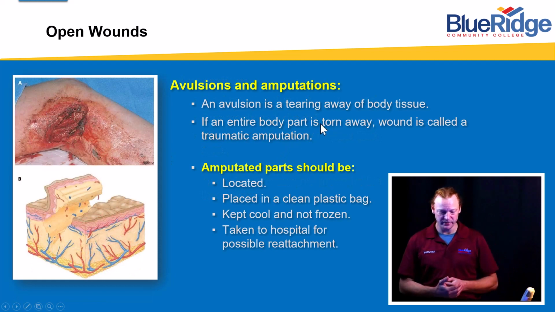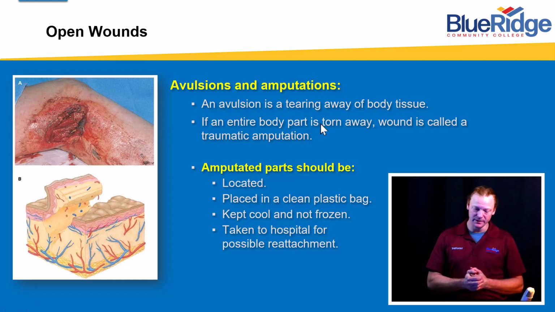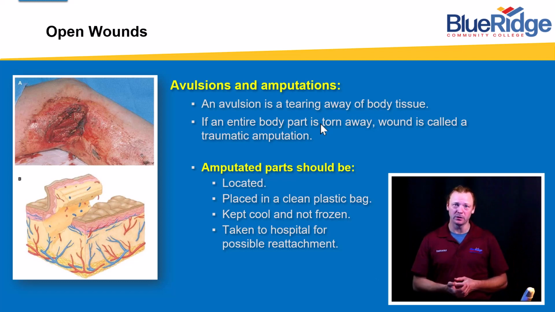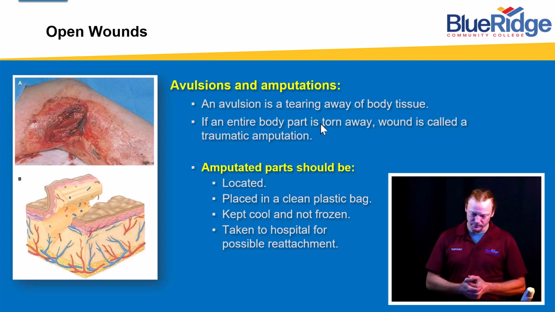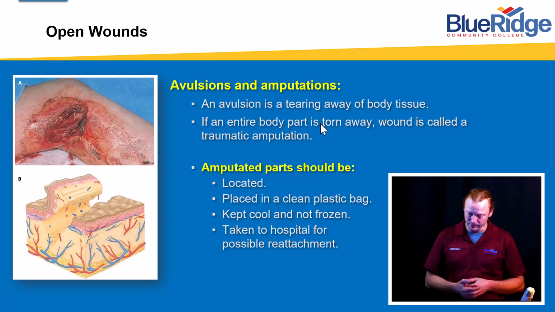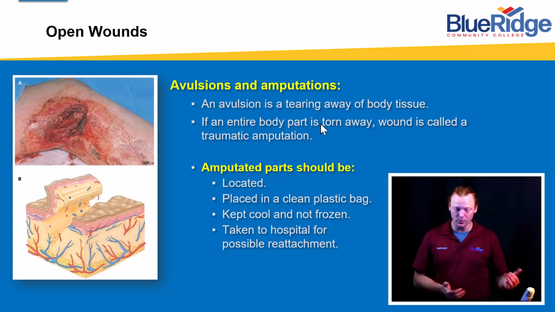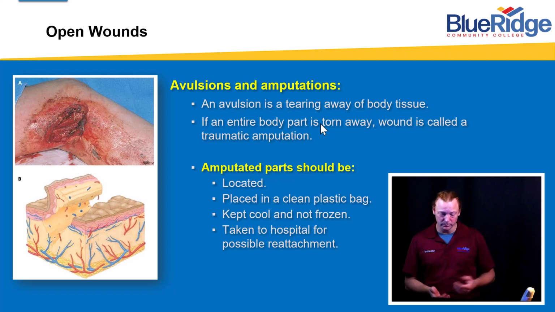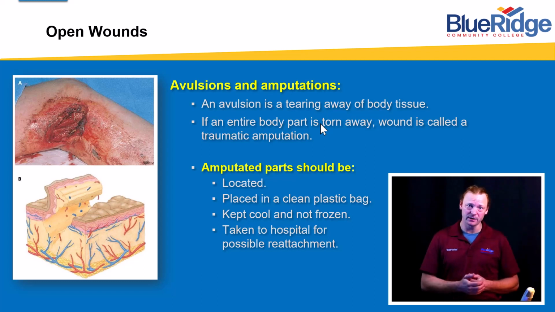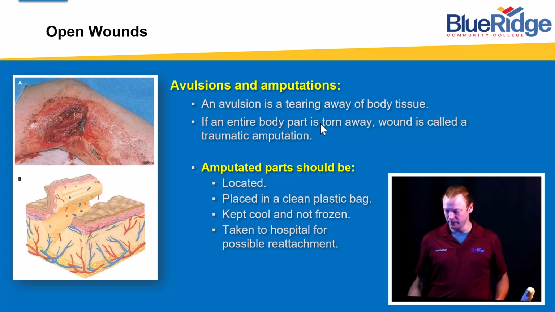Avulsions and amputations. An avulsion is where a piece of body tissue or segment is torn away. And if it is removed completely from the body, that would be called a traumatic amputation. Amputated body parts should be located. In the event of an amputated leg, we need to find it, put it in a plastic bag, and store it somewhere in our ambulance so that it can't walk away on us. Keep it cool but not frozen. We want to avoid direct contact with ice. And then take it to the hospital to see if it can possibly be reattached.